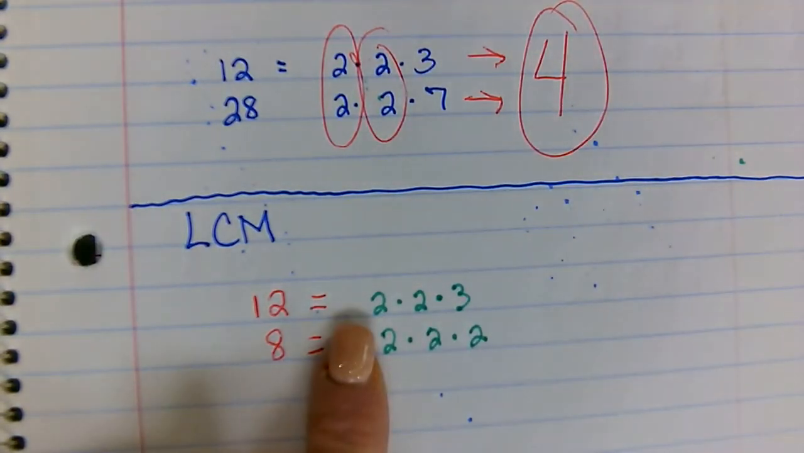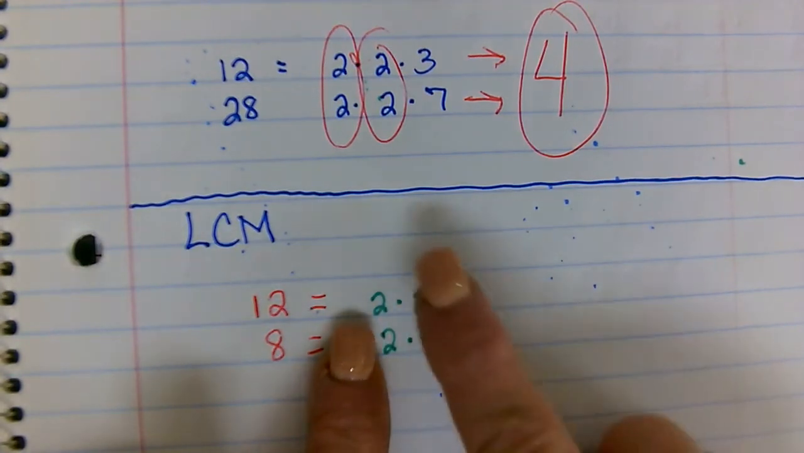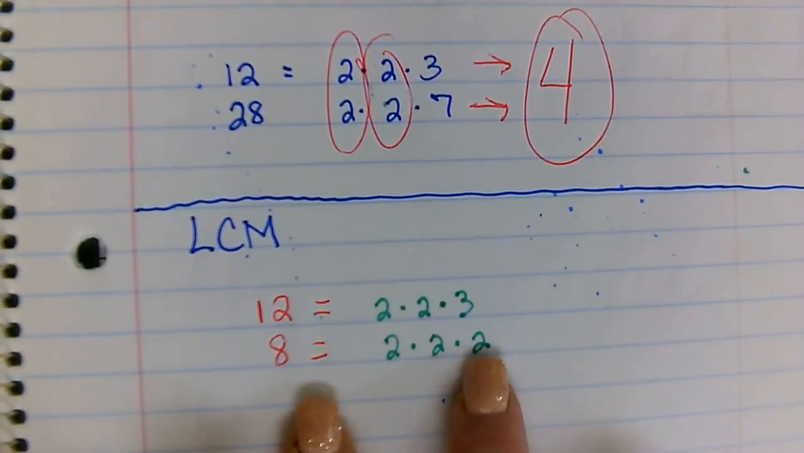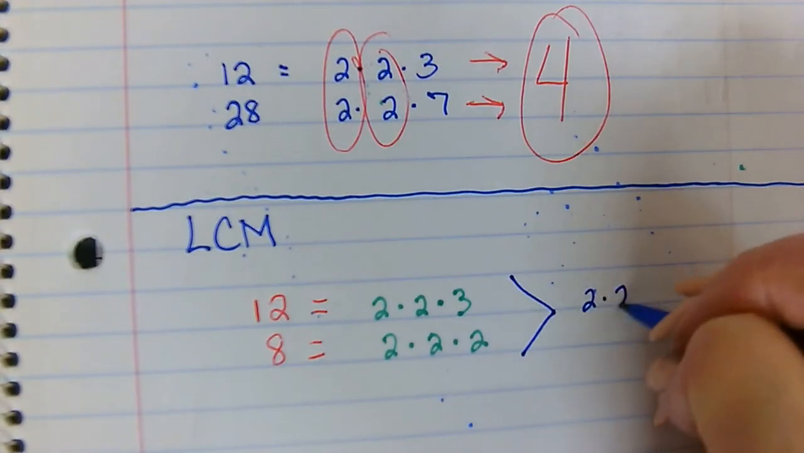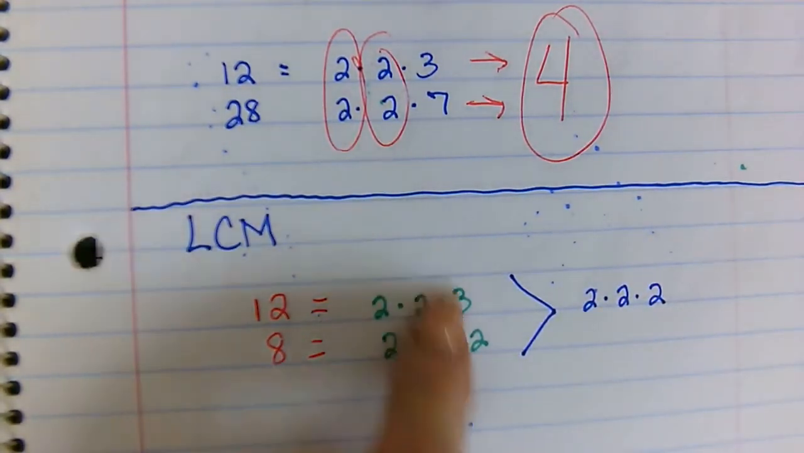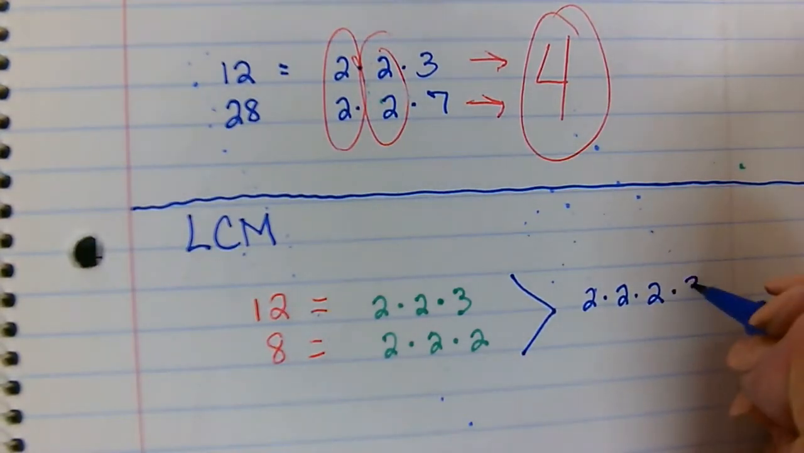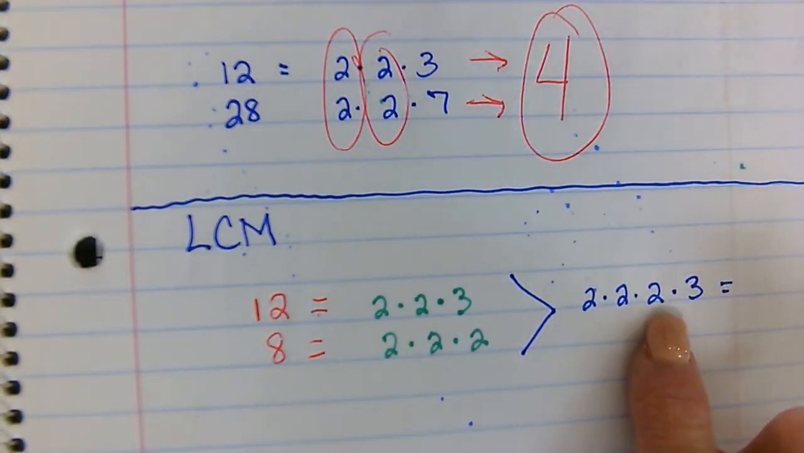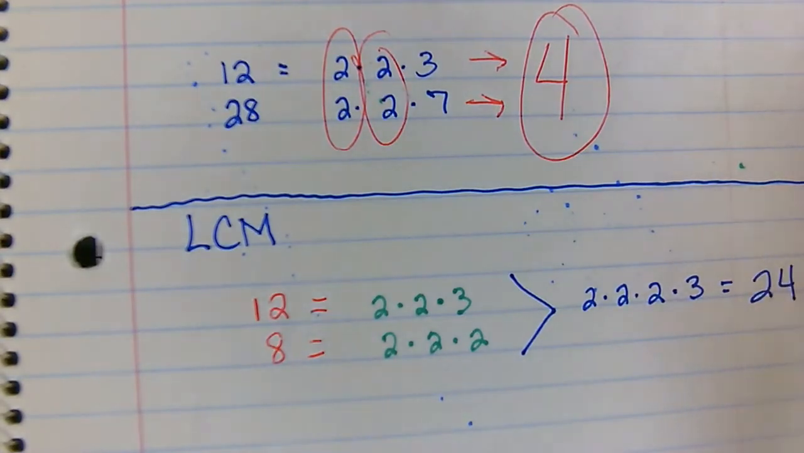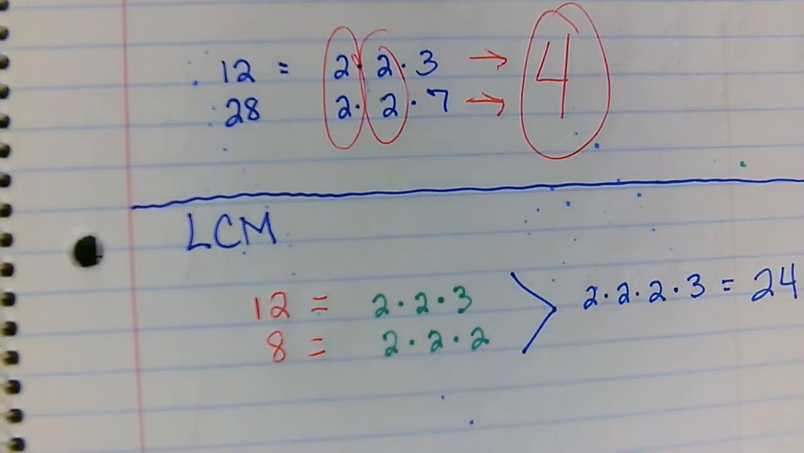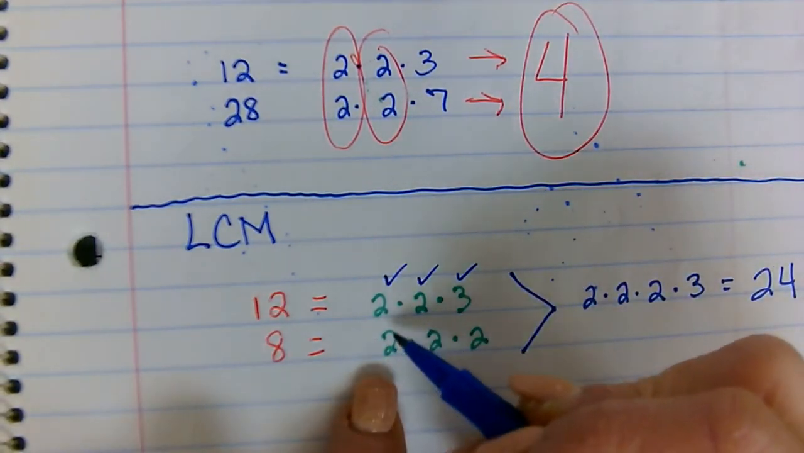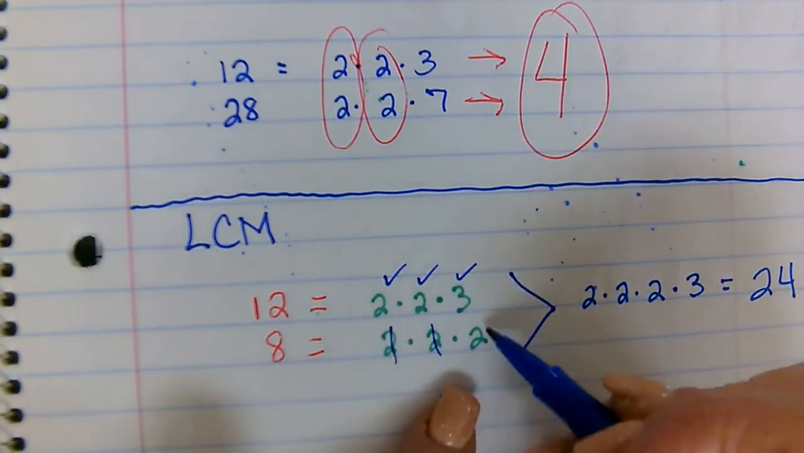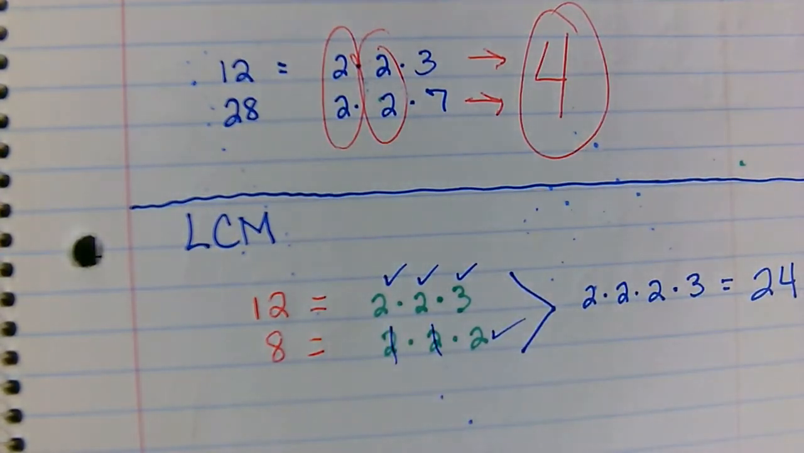Now, here's the thing. I need to use everything. There's 3 2's here, which is more than the 2 2's there, so I know my final answer is going to have 3 2's because it's the most 2's in each one. And this row has a 3, and so I need to include the 3. And now watch this. 2 times 2 is 4, times 2 is 8, times 3 is 24. My least common multiple of 12 and 8 is 24. 24 is the smallest number both 12 and 8 go into. So I had to use here, here, and here, and so it means I already used 2 2's up there, and I needed to use this 2. So you get to use the most of what's in each row, okay?